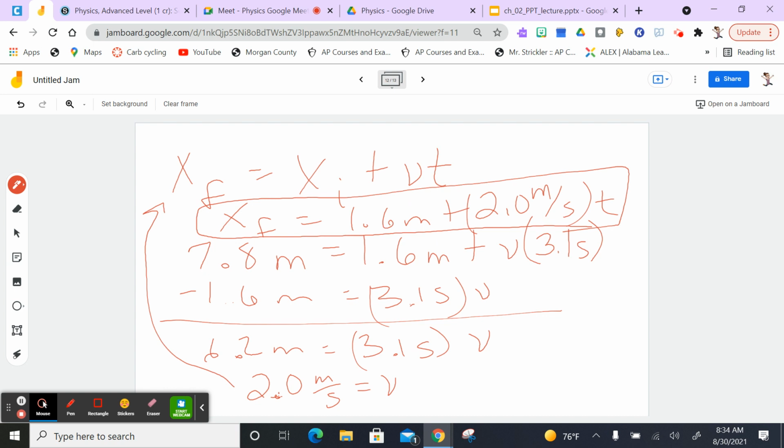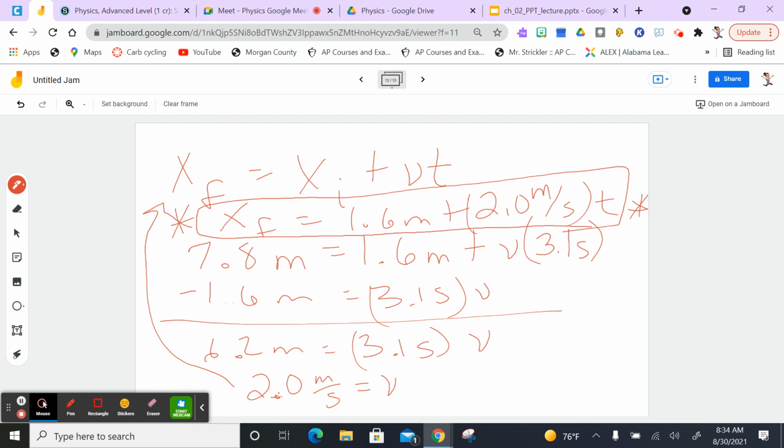That if you start at 1.6 meters, you travel 2 meters per second for some amount of time, you will get to some distance xf. So this is the equation. It's kind of weird because you had to use the equation to solve for v to know what to plug back into the equation. So that was A.